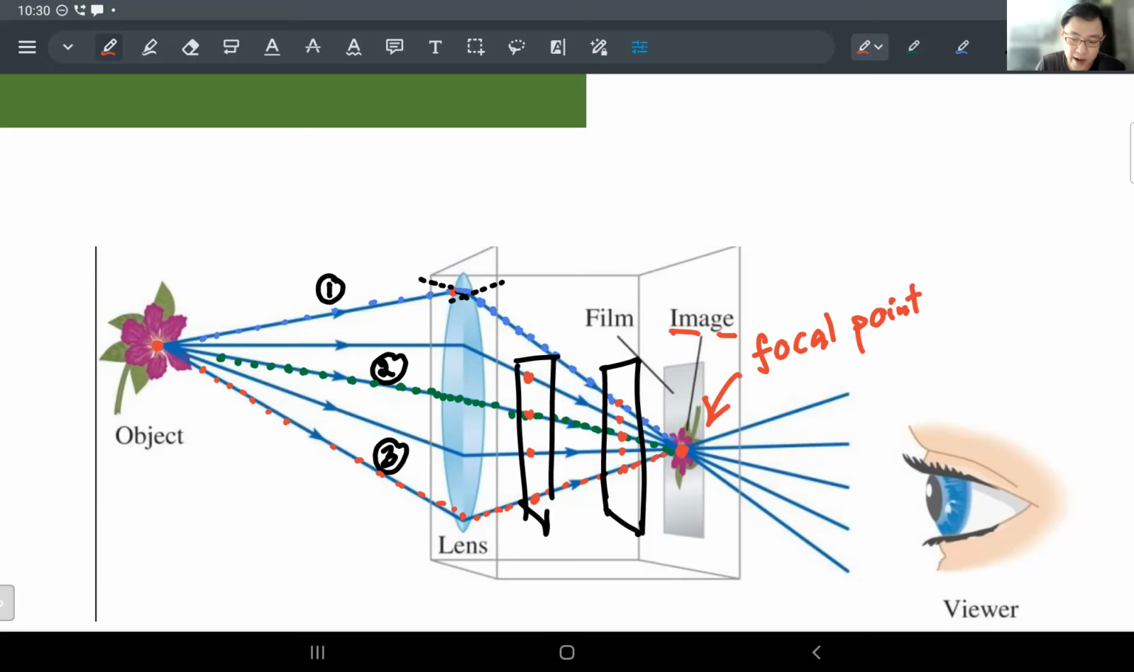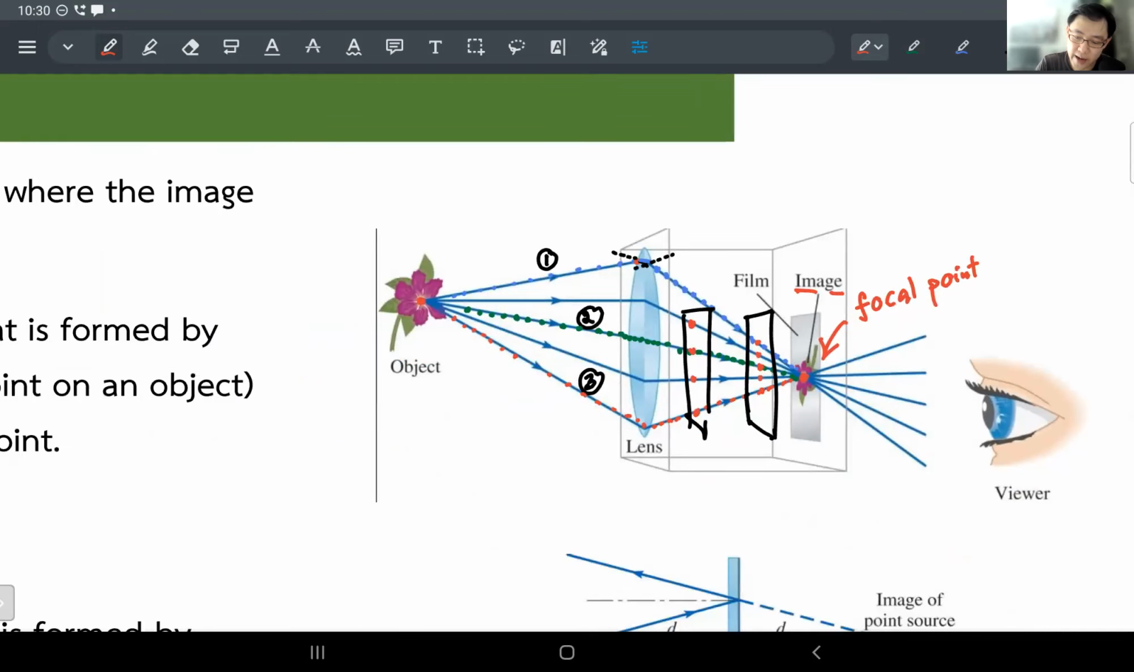And our job here is to find a way to calculate the position of the image once we have an object placed in front of a device. And this device is called a lens, based on the refraction of light. Sort of see the whole picture here? Okay. That's what we want to do.